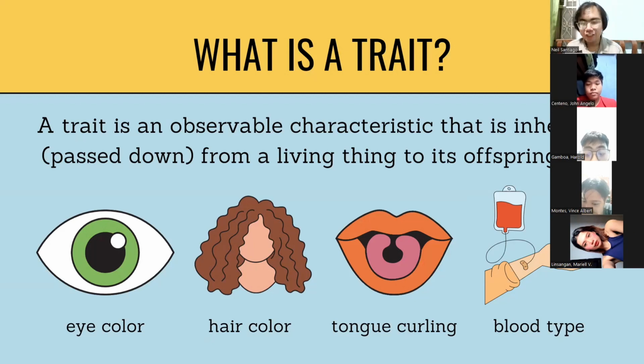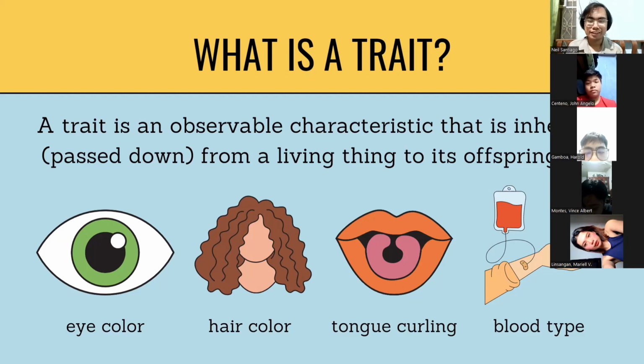Now, let's all remember, since a trait is being passed down from parent to offspring, from a mother and a father to a baby, it is not only applicable to human beings. Human traits can be eye color, hair color, blood type, skin color, and much more. But this is also applicable to other organisms. Birds can inherit their wing sizes or their beak shapes from their parents, and plants can inherit the flower colors or the stem length from their parents.